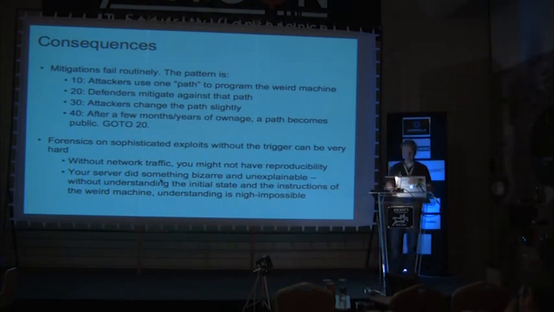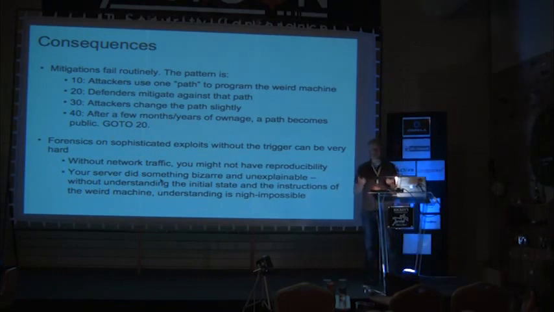And then they come up with a mitigation that makes that particular way of programming the machine difficult. And then the attacker's like, well, if I can't do it this way, I'll program it in another way. So you iterate this a couple of times, and in a way it's bizarre because it's almost like blacklisting of programs, but you're trying to blacklist a particular weird machine program. So one of the consequences is mitigations fail a lot.